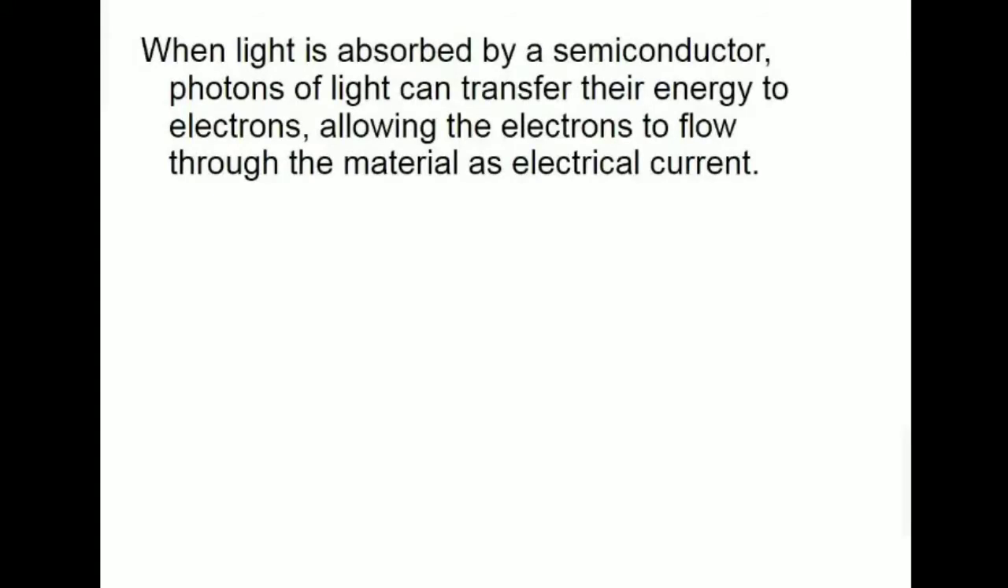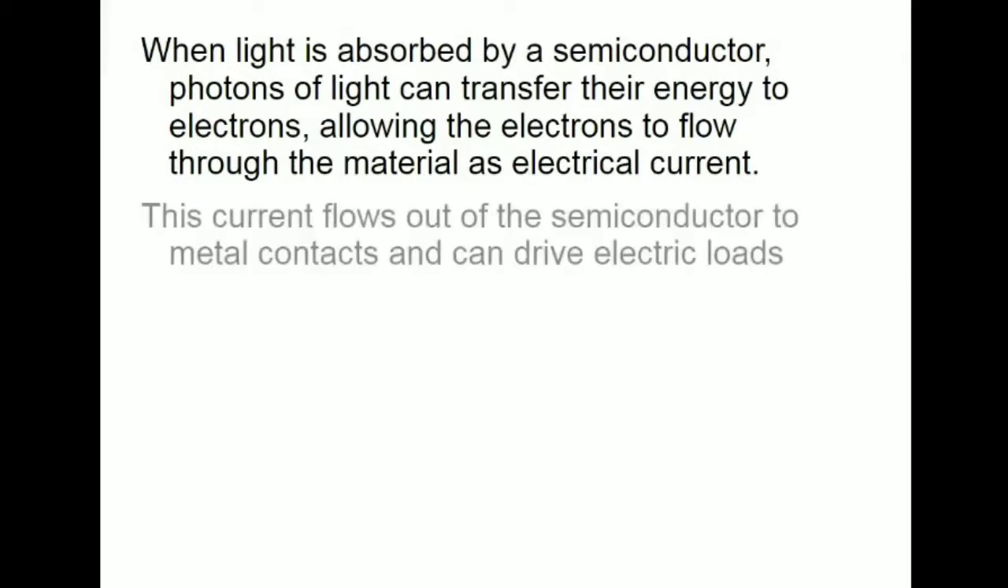When light is absorbed by a semiconductor, photons of light can transfer their energy to electrons, allowing the electrons to flow through the material as electrical current. This current flows out of the semiconductor to metal contacts and can drive electric loads.